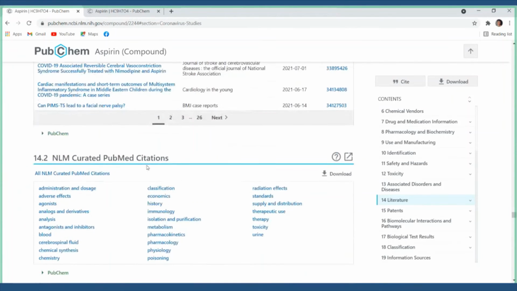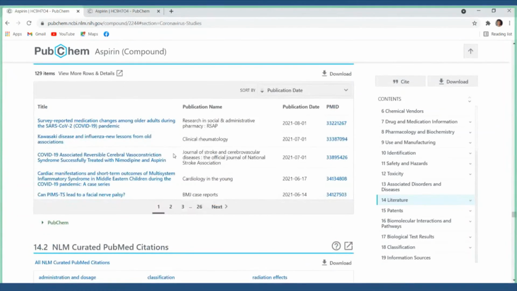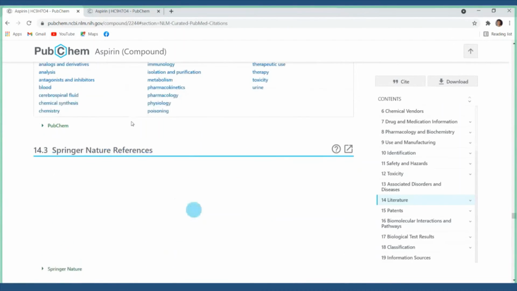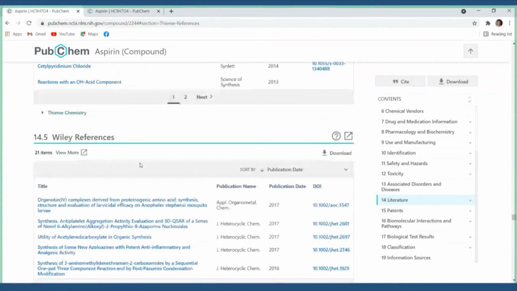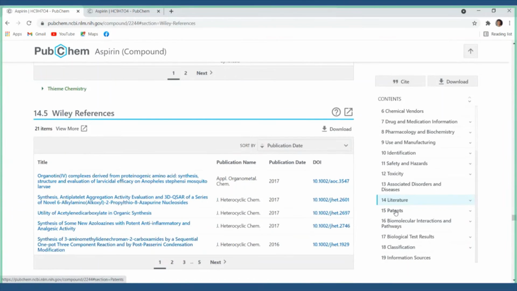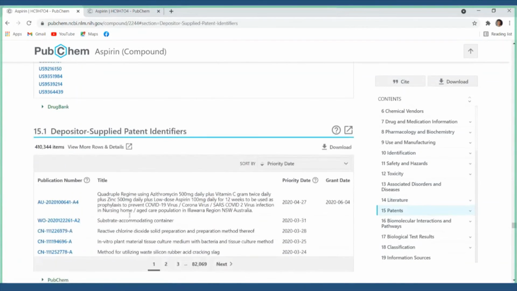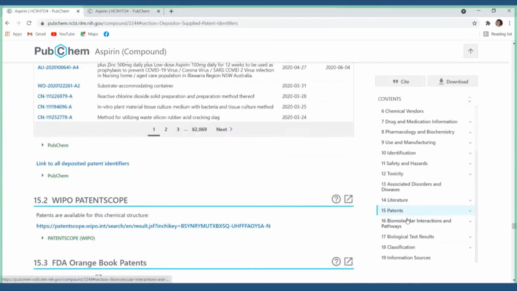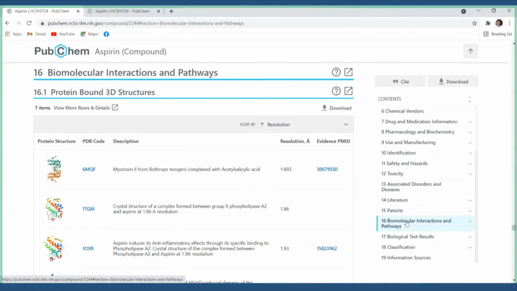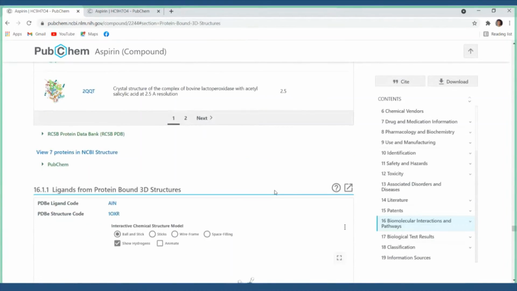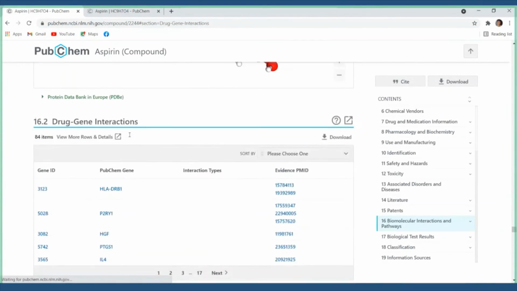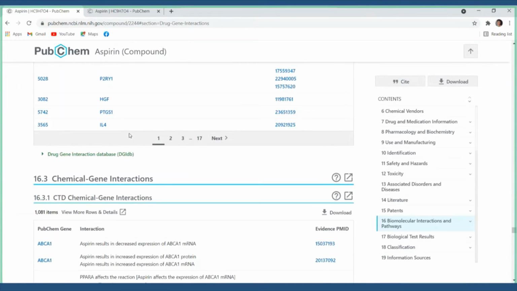So from here you can read other information about the particular drug of interest. There is also a lot of information on it. You can also look at the patents, all the patents that have been filed on it, and molecular interactions. It interacts with these proteins and the rest. So a whole lot of information about your drug on the database.